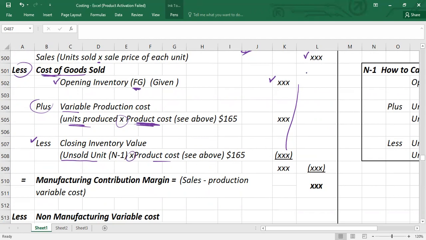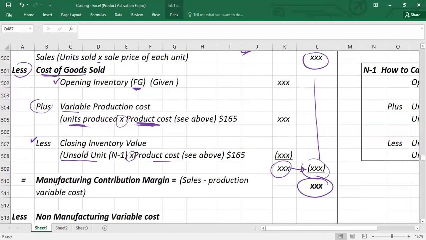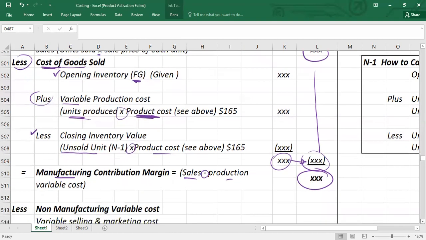Okay, so from the sale value, because above you have the sale value, if you subtract cost of goods sold, this will give you what? Manufacturing contribution margin. In short, what is manufacturing contribution margin? What you have done, actually, is you have taken sales and from the sale you have subtracted the production variable cost. Production, not the non-production.